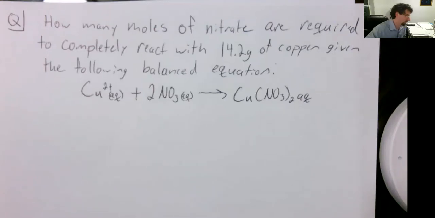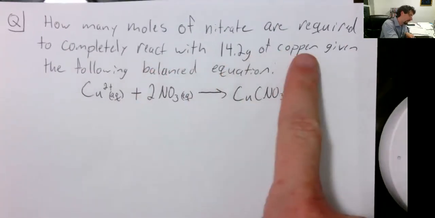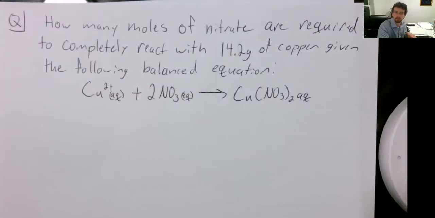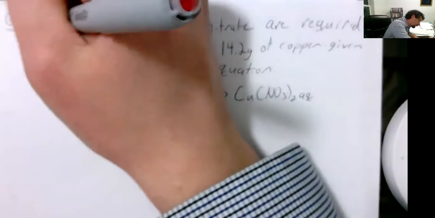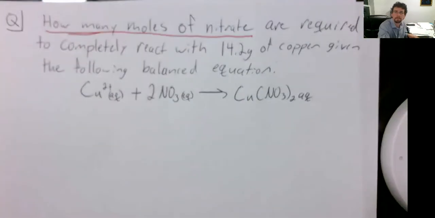So in this problem, we're asked how many moles of nitrate are required to completely react with 14.2 grams of copper, given the following balanced reaction. And you're told this balanced reaction. The first step I always take in these types of problems is to underline what we are trying to answer here. So if we look, we're trying to answer how many moles of nitrate.